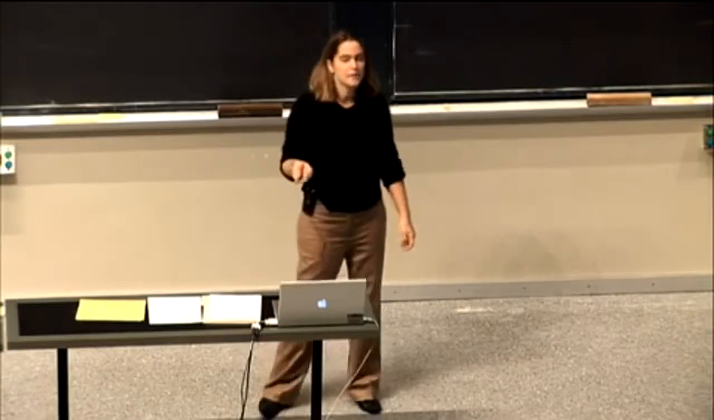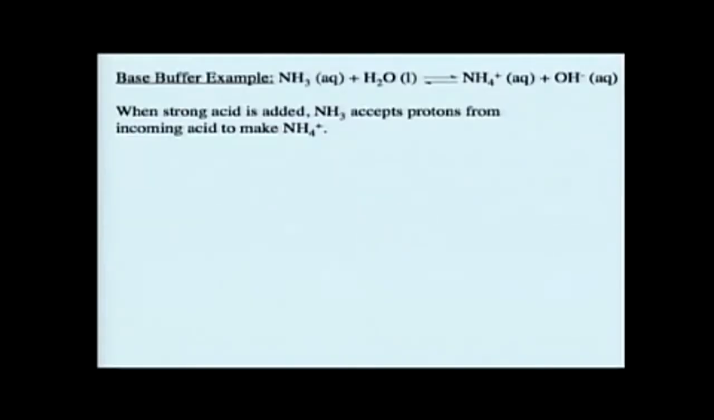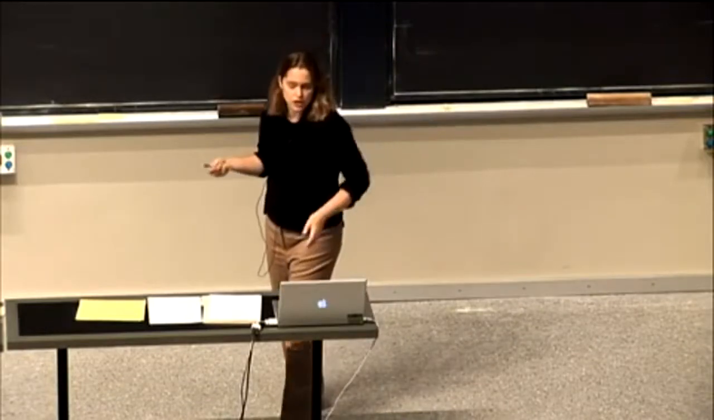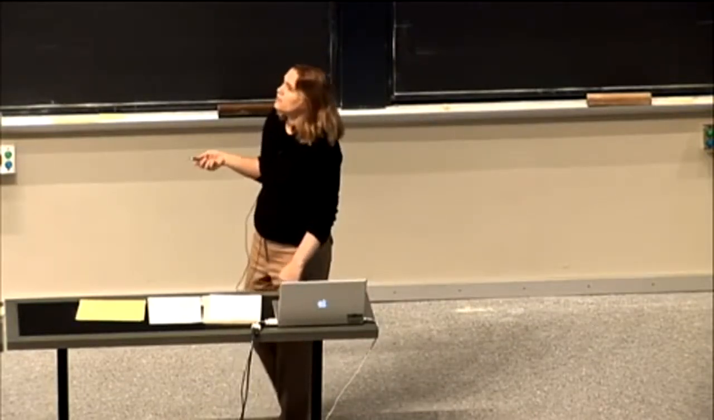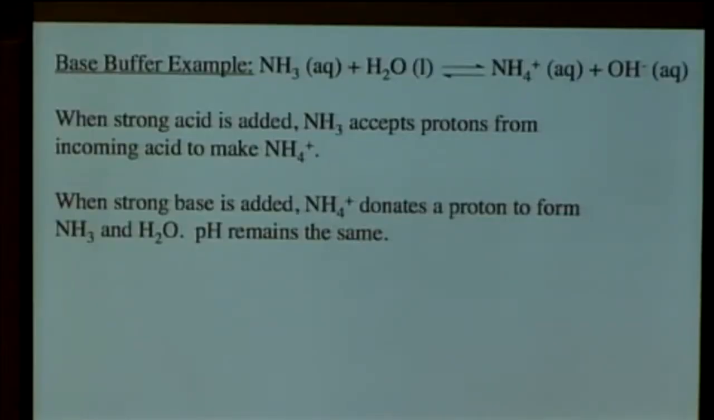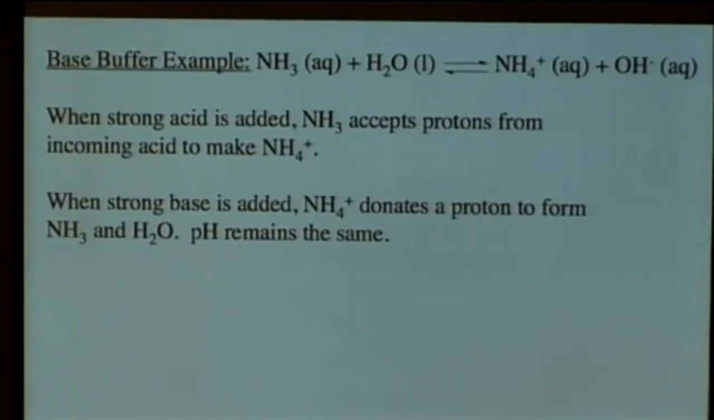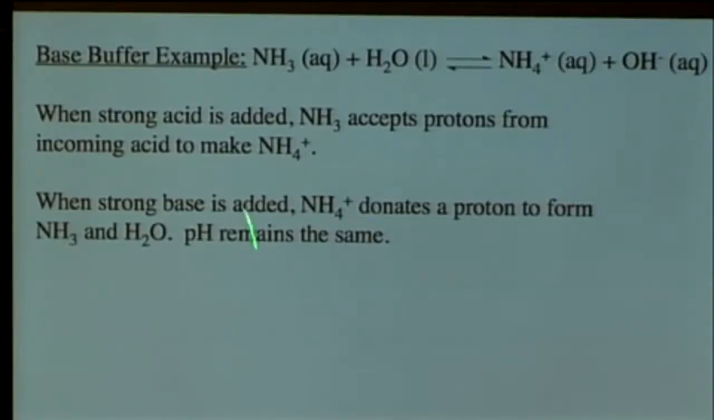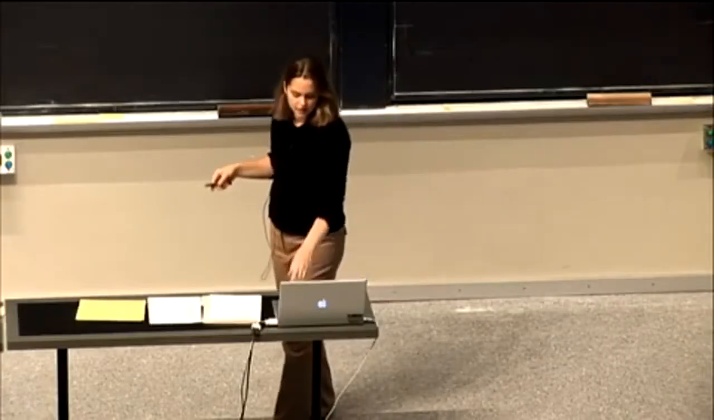So let's think about what happens if a strong acid is added. Well, if a strong acid is added, then this base, NH3, can accept protons from the incoming acid and make more NH4+, thereby removing the strong acid from the solution and neutralizing the pH. If, on the other hand, a strong base is added, NH4+ or ammonium ions can donate the proton, forming its conjugate base and water, and again, the pH remains about the same. So the base and its conjugate acid can both react, neutralizing the pH.